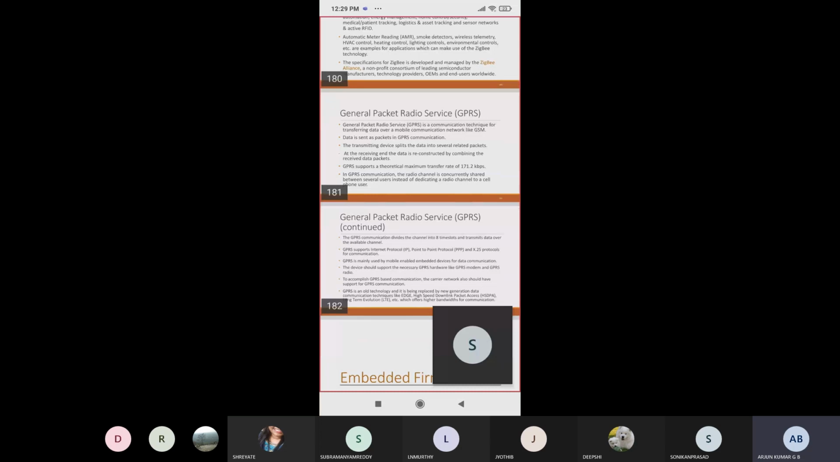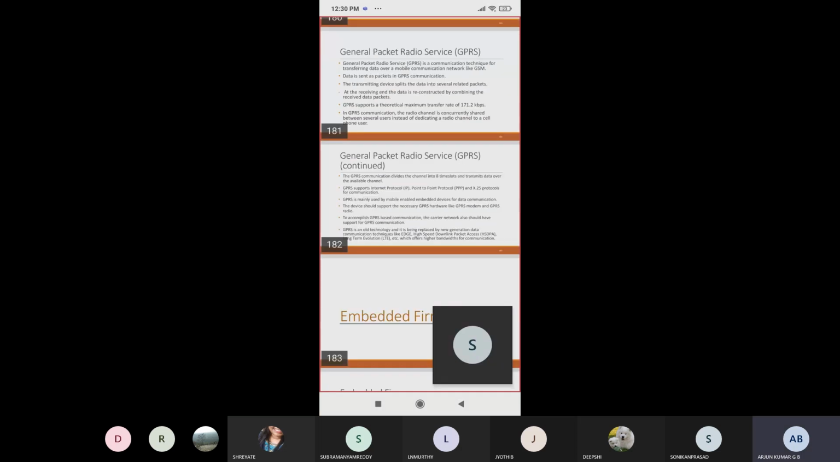Okay, GPRS is also one type of communication for receiving and transmitting data. Here the data will be transmitted in terms of packets only. That's why the transmitting device splits the data into several related packets. GPRS communication divides the channel into 8 time slots and transmits data over the available channels.